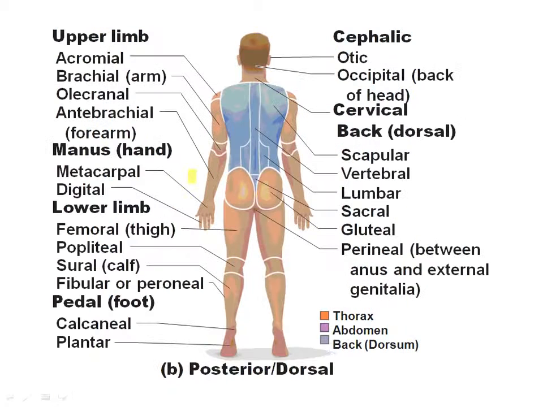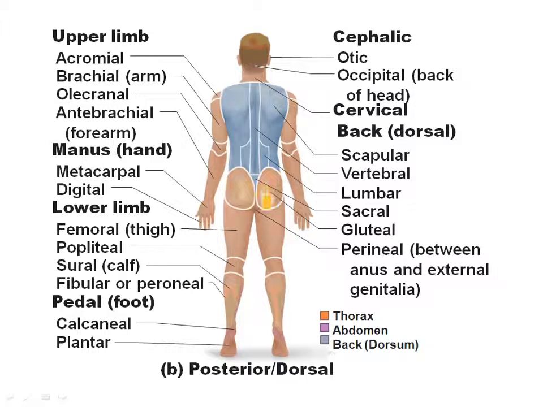Flipping now to the back of the body. On the head, there's a few new regions you can see. The ear is otic, and the back of the head is occipital. Back of the neck is still considered cervical. The blue region here, that is the dorsal region. The sides of the dorsal region, they are the scapular region. The center of the dorsal region is vertebral, and the lower back is the lumbar.